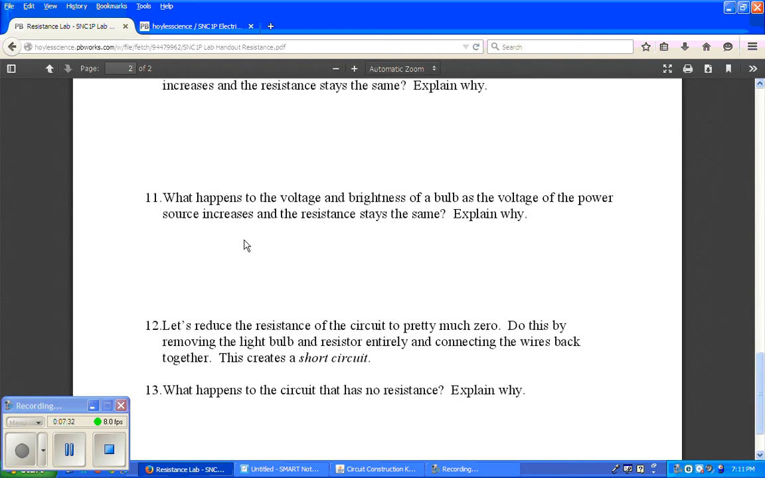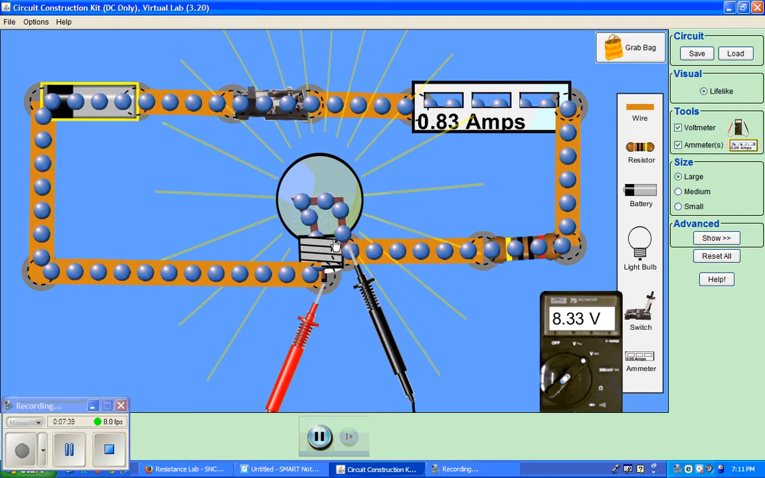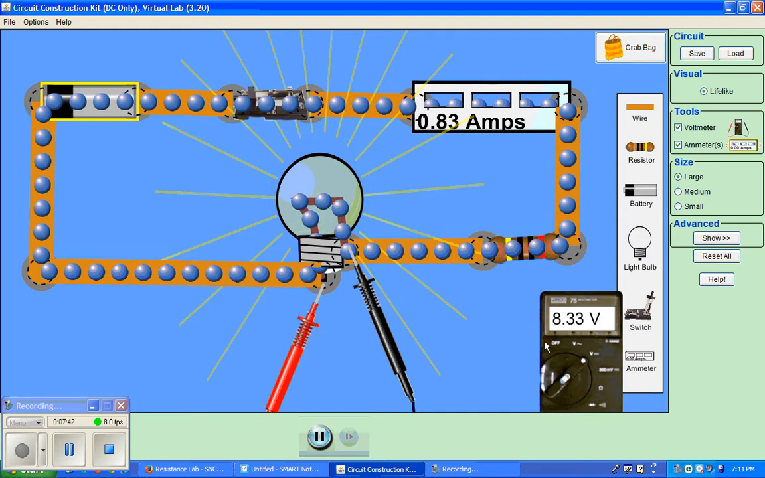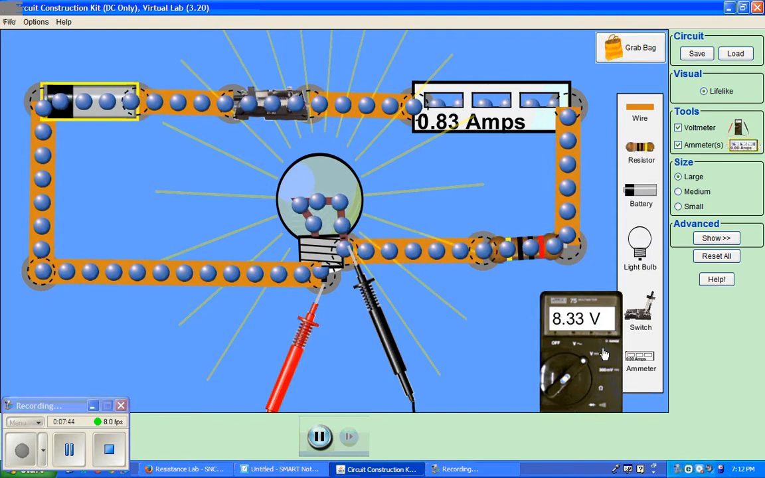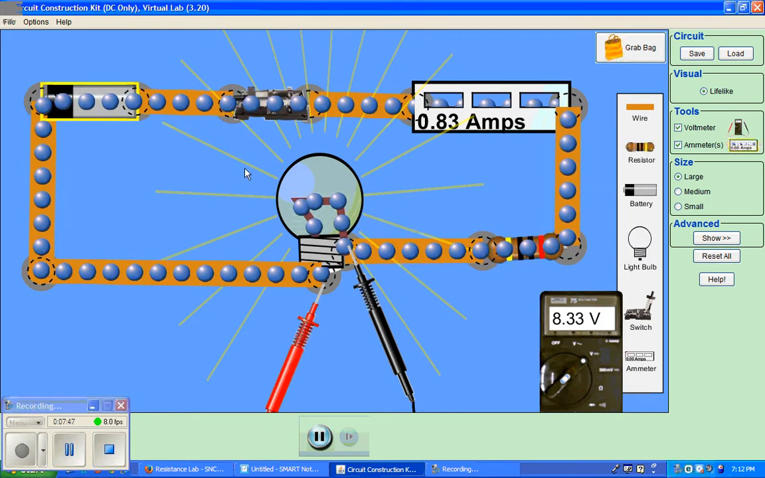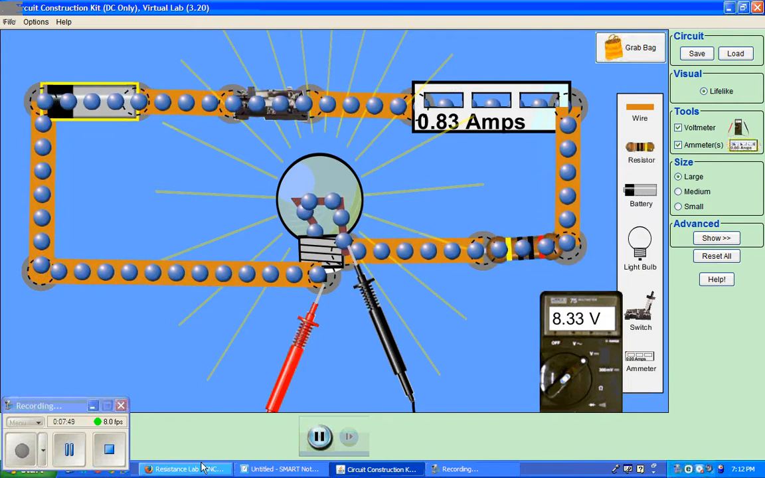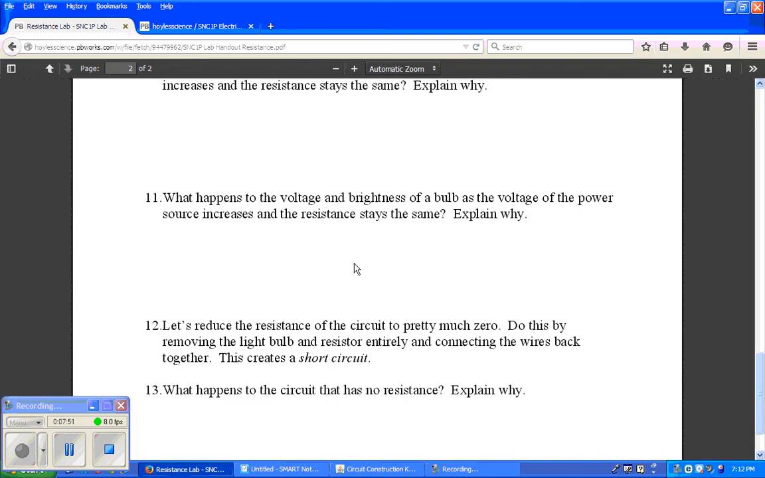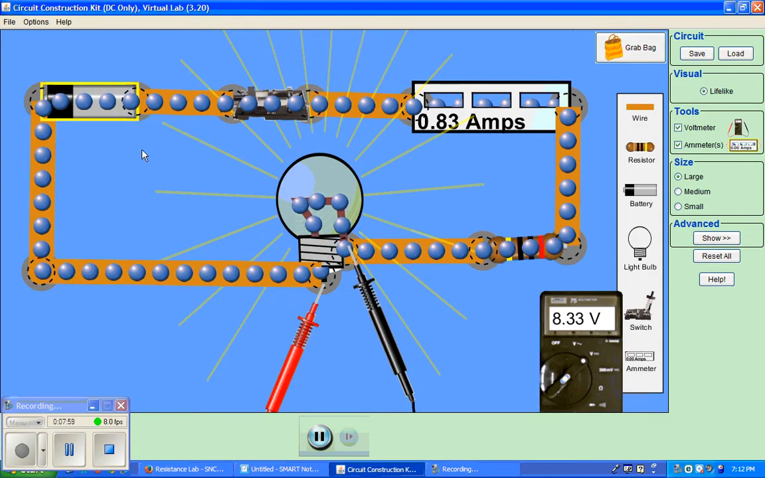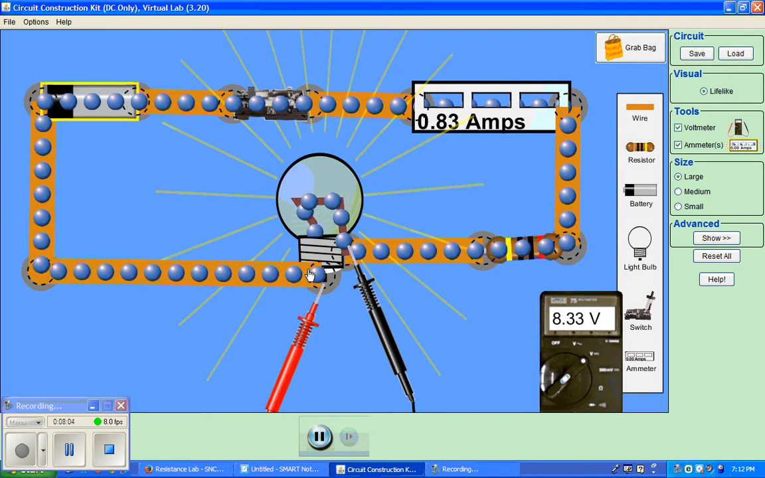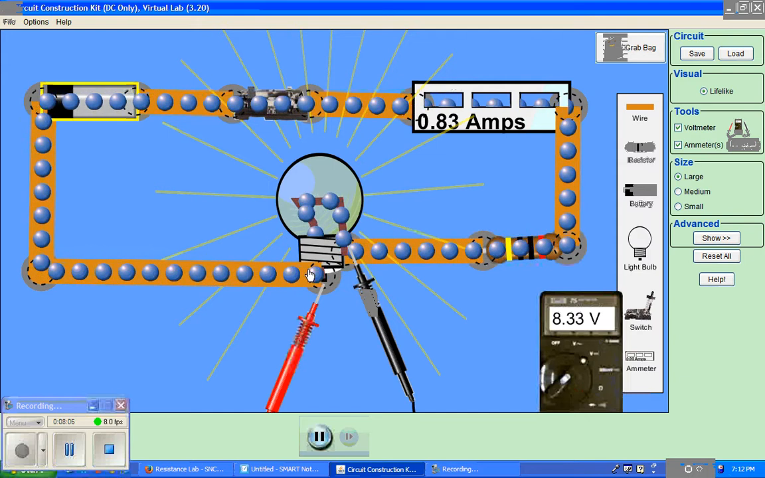Number 11, what happens to the voltage and brightness of the bulb as the voltage of the power source increases and the resistance stays the same? So we saw that the voltage, which is measured right here on the bottom right-hand corner on the voltmeter, steadily went up, okay? And the brightness of the bulb also went up, okay? Explain why. Well, remember, the bulb is going to use the energy that's available from the battery. So as the voltage from the battery goes up, that provides more energy to the bulb, and the bulb has more energy to produce light.